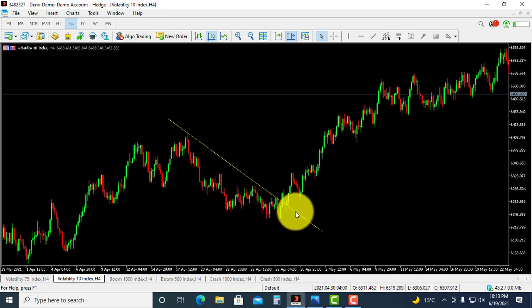Let's put this trend line. It was broken upward. And then the second one is a little violated, so we still wait. When it violates like this, we wait. And then when it closes the other candles above the trend line, you take the trade.